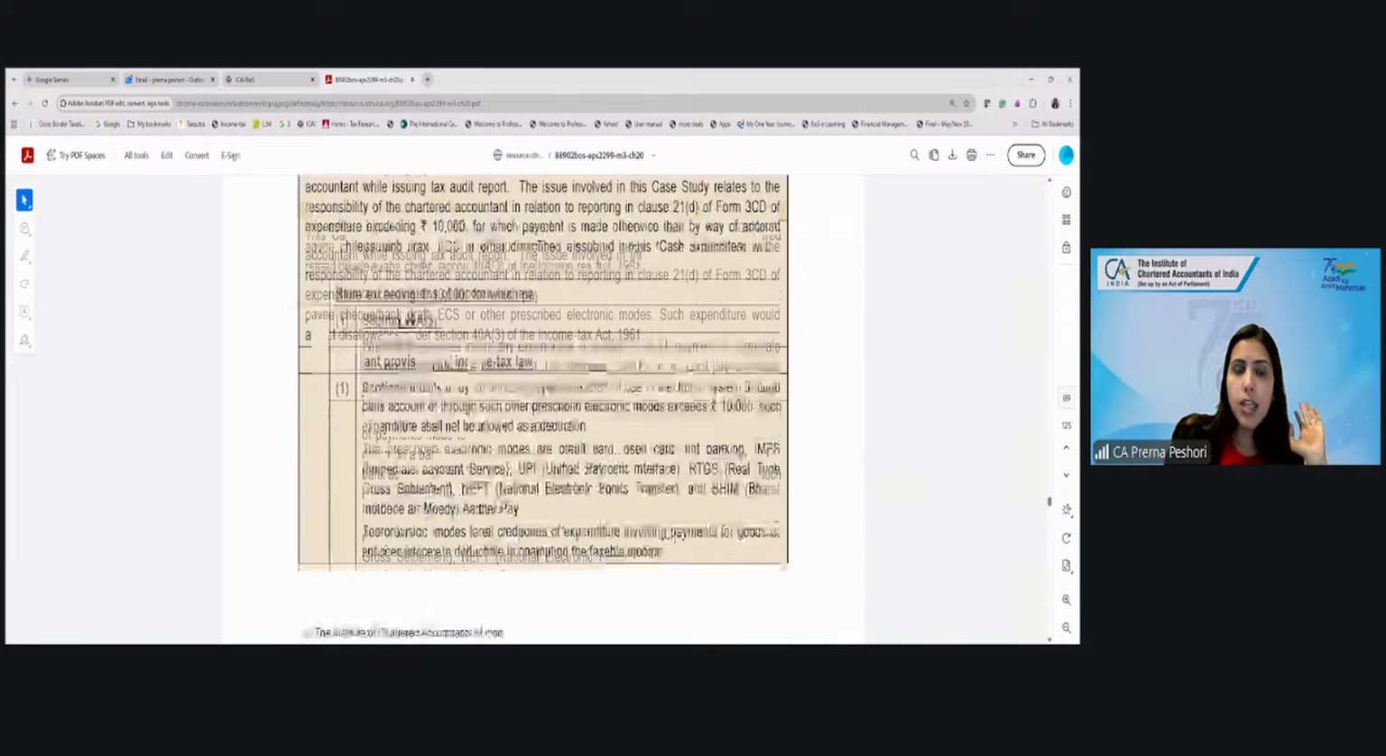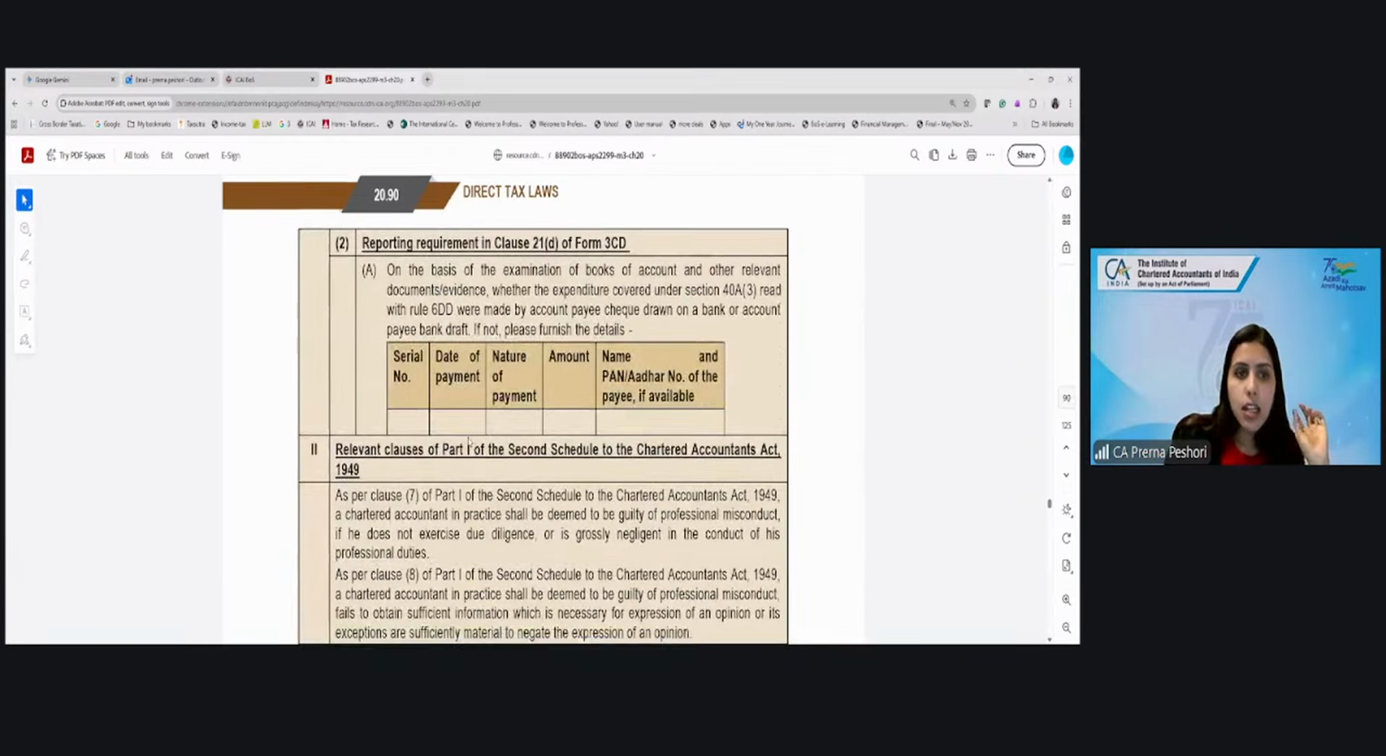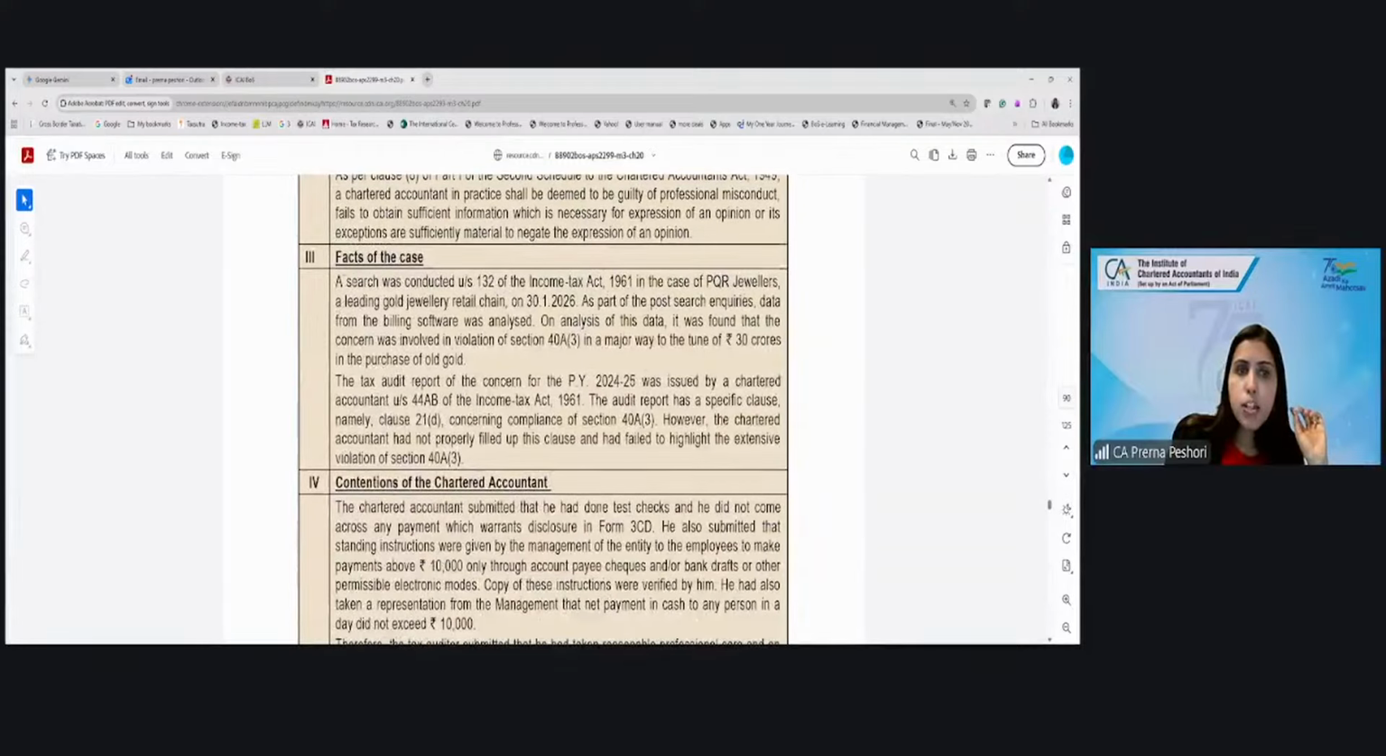Okay. Next is, a search was conducted under 132 of the Income Tax Act in the case of PQR Jewelers, a leading gold jewelry retail chain, on 31st Jan 2026. As part of the post-search inquiries, data from the billing software was analyzed. On analysis of this data, it was found that the concern was involved in violation of 40A(3) in a major way, to the tune of 30 crores in the purchase of old gold.